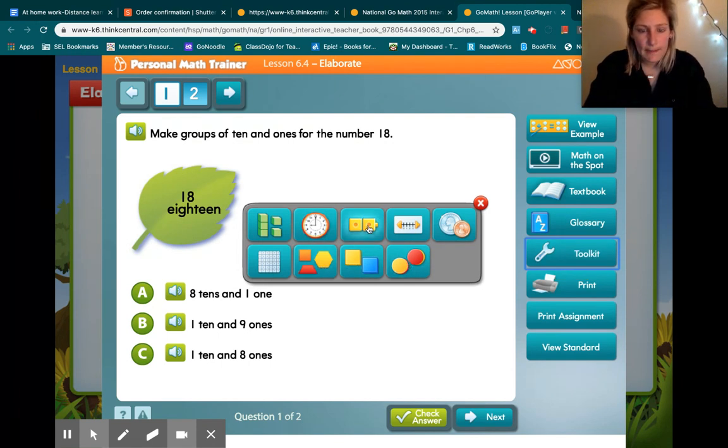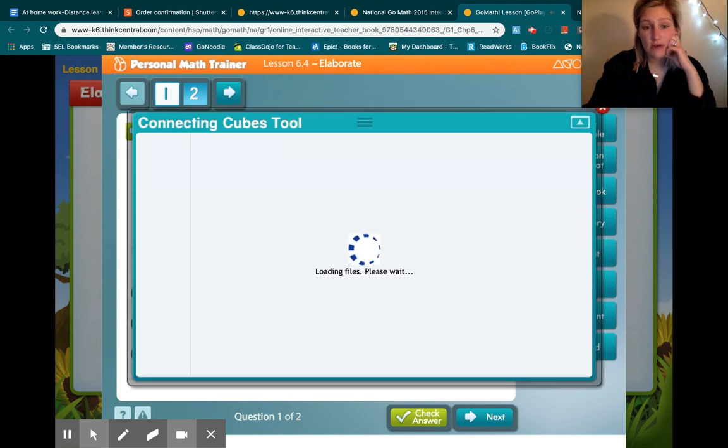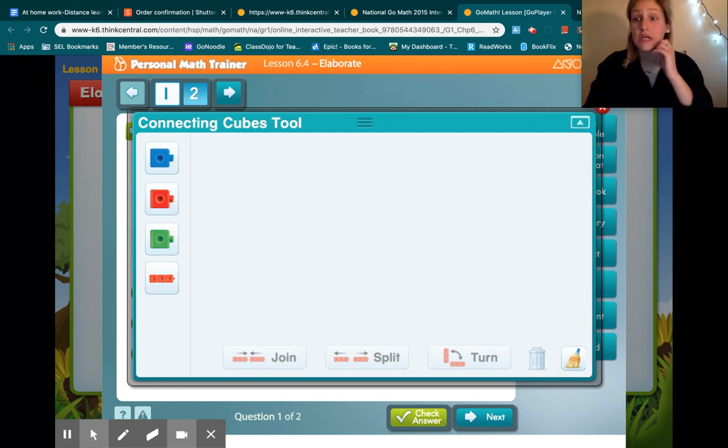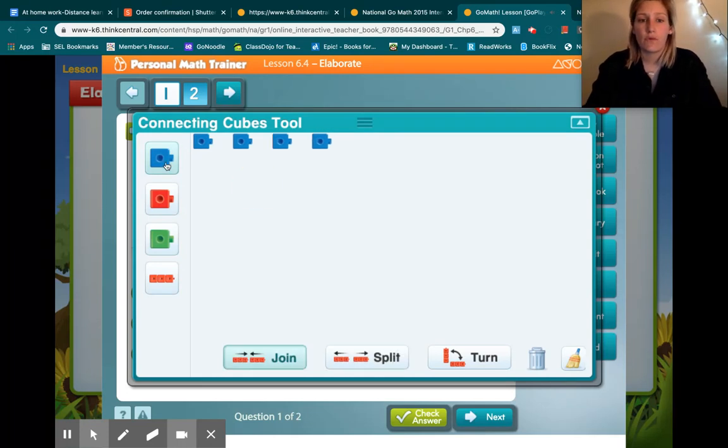So, you know what? I don't see the 10 frame, so I'm going to go with cubes. I'm going to be flexible, okay? So I'm going to get our connecting cubes out. And we know when we make 18, we want to make a group of 10 first, right? Because that group of 10 is easier for us to count. So I'm going to count out 10 blue cubes. Count with me. 1, 2, 3, 4, 5, 6, 7, 8, 9, 10.